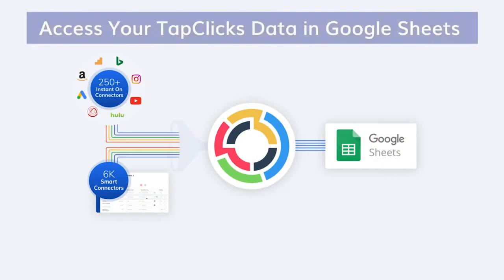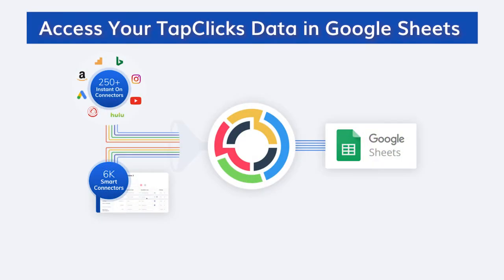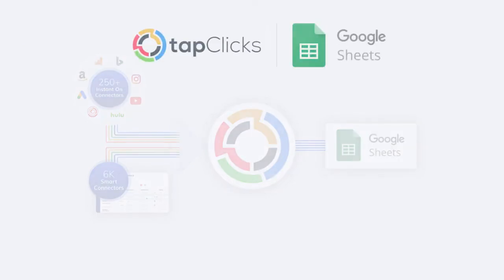TapClicks for Google Sheets is a simple way to access all of your unified TapClicks data in Google Sheets. There are many ways that you can use these two tools together to transform your data. Here are just a few.